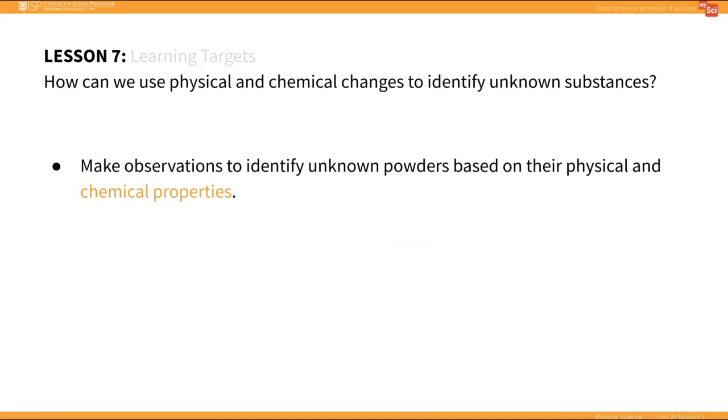By the end of this lesson, students will have made observations about physical and chemical properties of matter to help identify unknown powders.